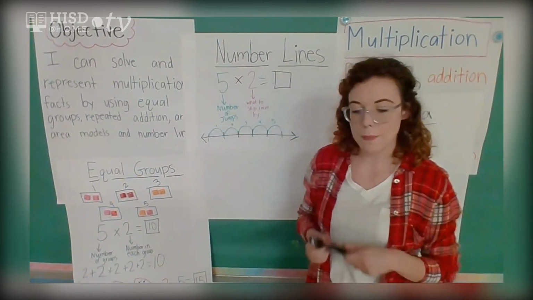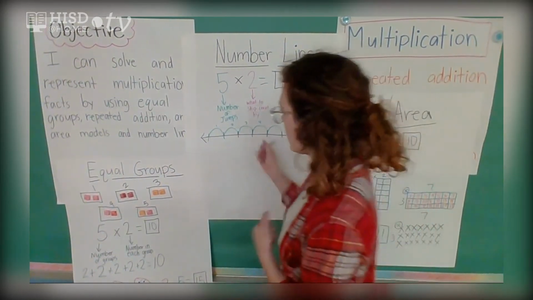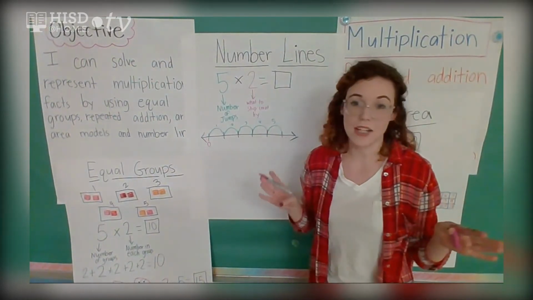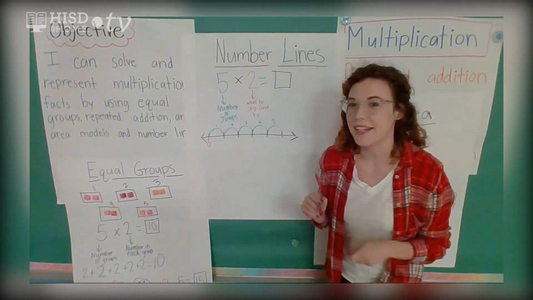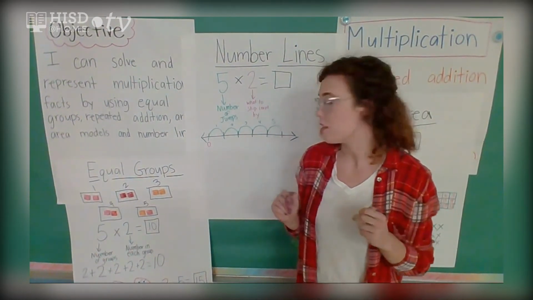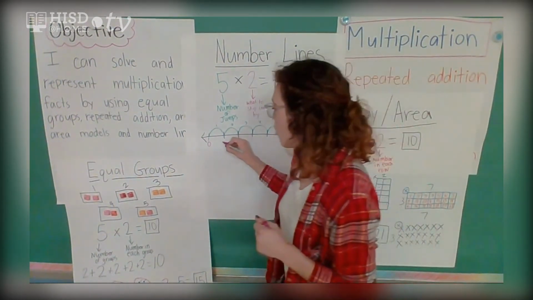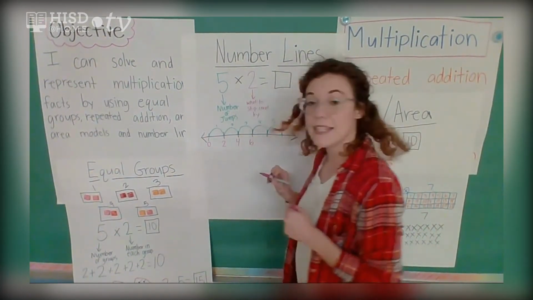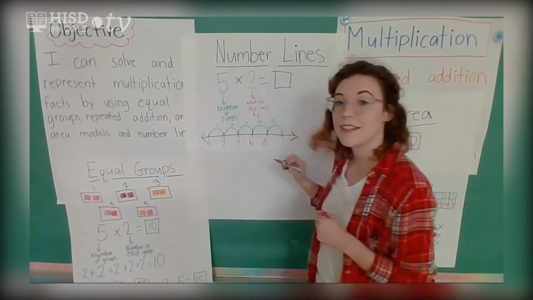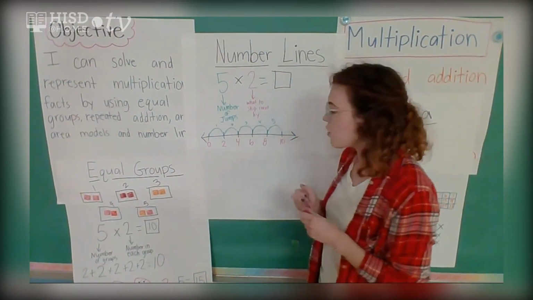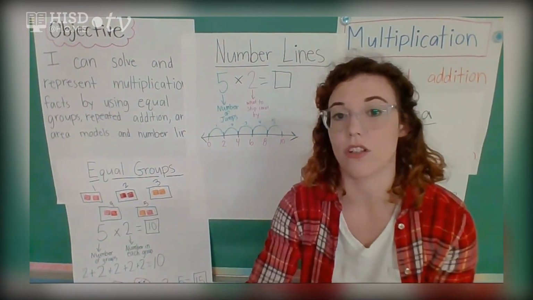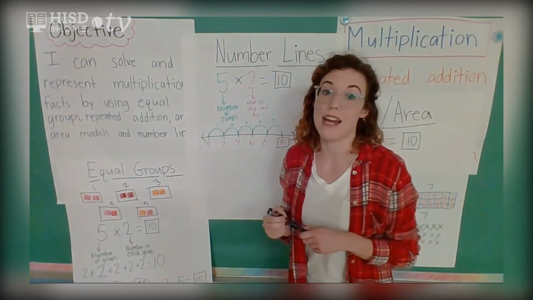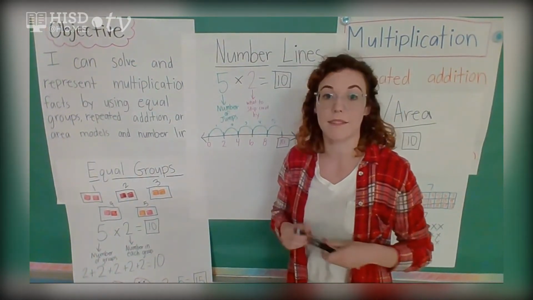Now, if you remember, I said we always start on 0. So this is 0. And then I need to skip count by 2s. And I know everyone in 3rd grade can skip count by 2s, right? If not, we can always use our fingers to help us. So I have 0, 2, 4, 6, 8, and 10. So the number I end on is the answer. And we know that this is the answer because we've solved this problem a bunch of times already, right?